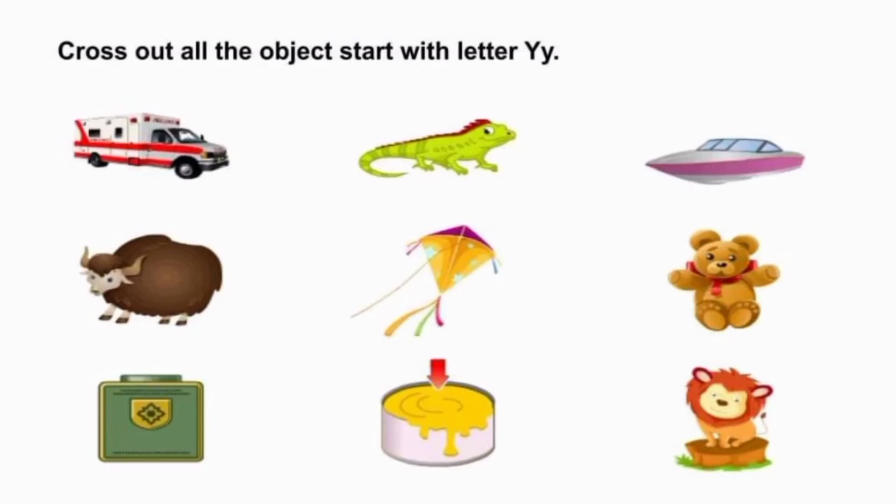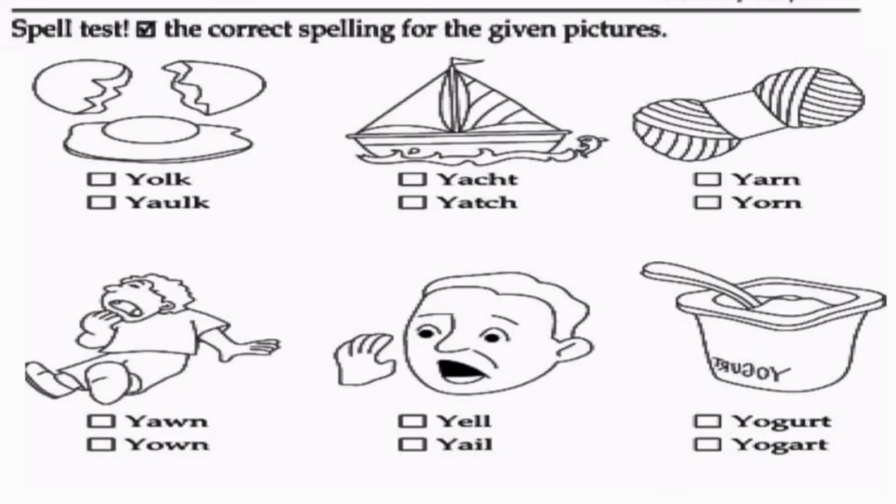For our first activity, you cross out all the objects that start or begin with letter Y. For our second activity, this is spell test. You will check the correct spelling for the given picture.